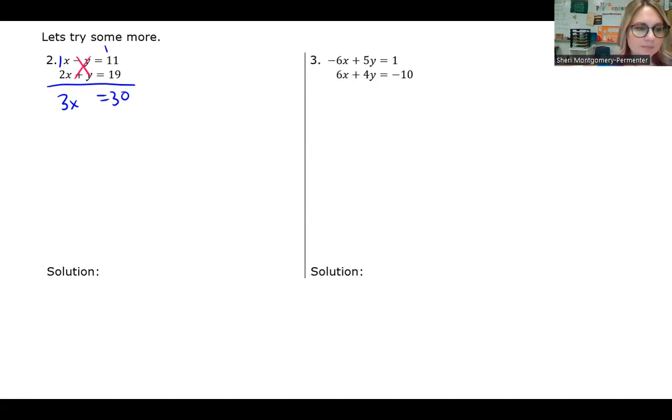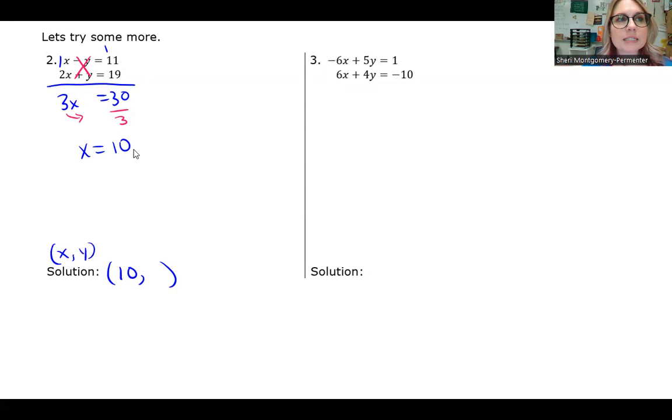What's my next step? Very good. Divide by 3. What does x equal? Very good. So the first part of my solution is 10. My answer is always x comma y. So now that I know what 10 is, how can I solve for y? Plug it in. So I want to plug it into the second equation because then the y isn't negative. You can plug it into whichever one you want, but I'm going to plug it into the second one because then the y isn't negative.